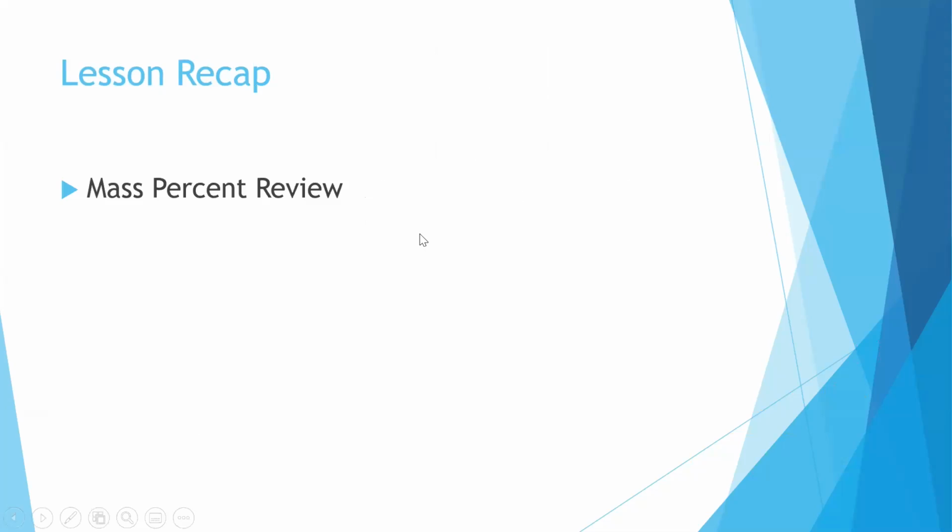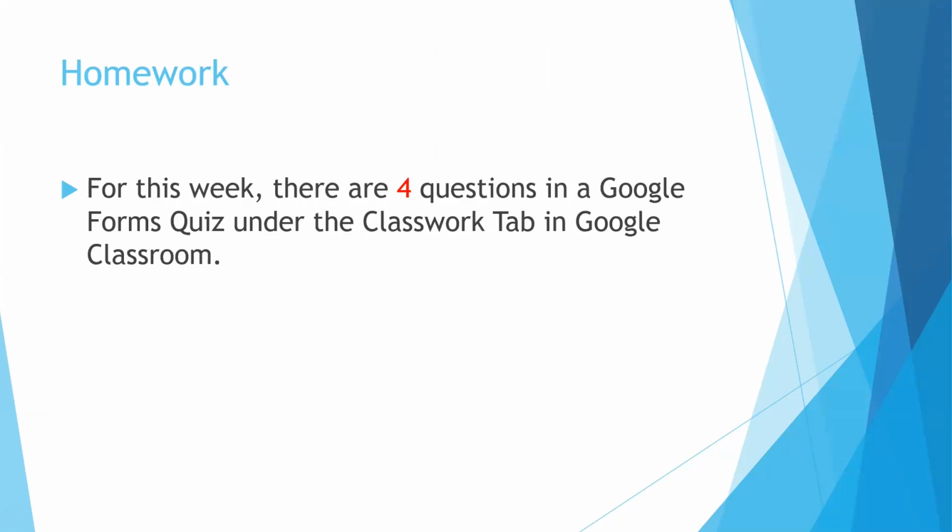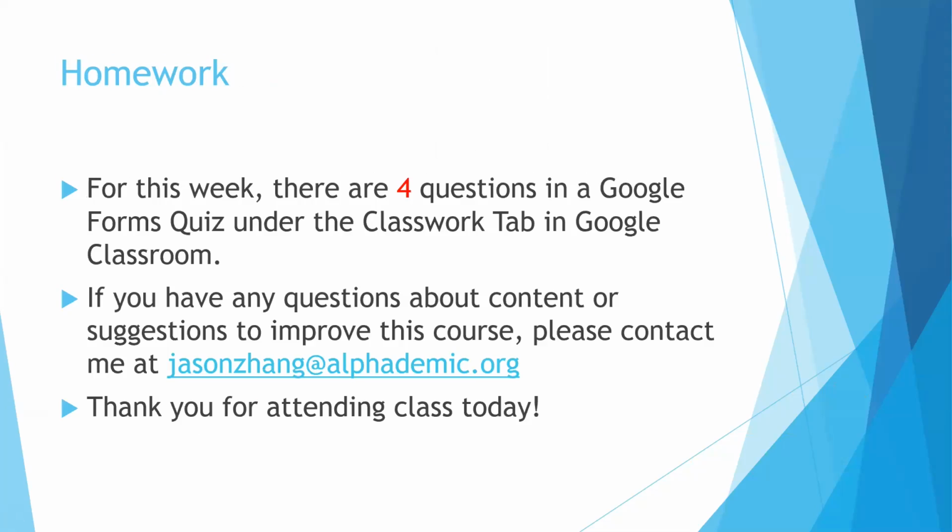So to recap, for our homework today, we have 2 mass percent review problems on the homework, and there's 2 finding empirical formulas. I think they're relatively easy, so I hope that you can do it after learning today. There's 4 questions, and if you have any questions, please contact me at this email.